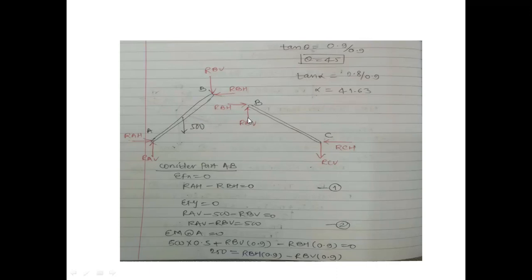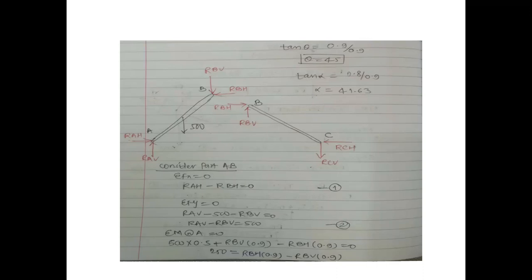RBV was going upward, RC is going downward. Then this 500 is given to me. RAH and RAV I have marked like this. For that reason, it will be downward. We'll first of all consider AB. As there is no load in the BC portion, I cannot solve it first. So I need to solve this, then carry forward this value to B and work out C. Consider part AB.